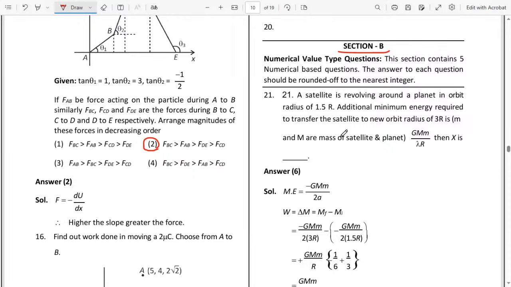Yes, physics, section B, numerical value type questions. As I said, for these questions you must write the numerical number. How to write? You will get a small calculator-like window. We are using that window. You can enter the numerical number. Let us see the questions.